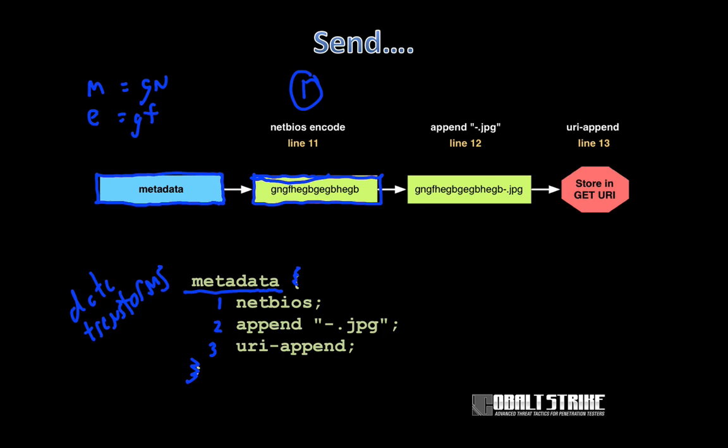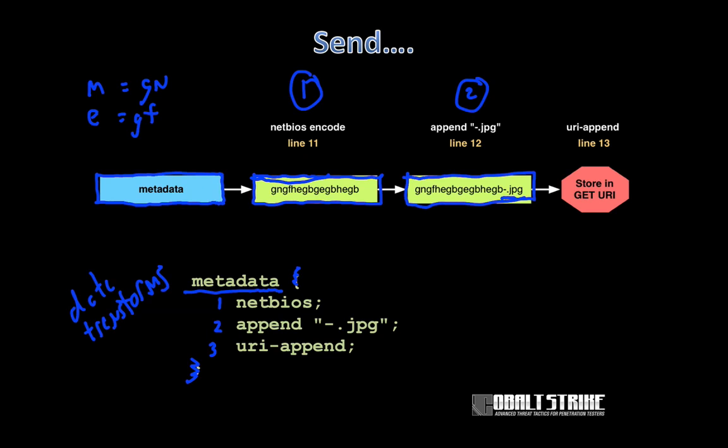The next step is step 2, because these are executed in order. And step 2 is to append dash.jpg to our NetBIOS encoded metadata. And so when we apply that step, we end up with this value.